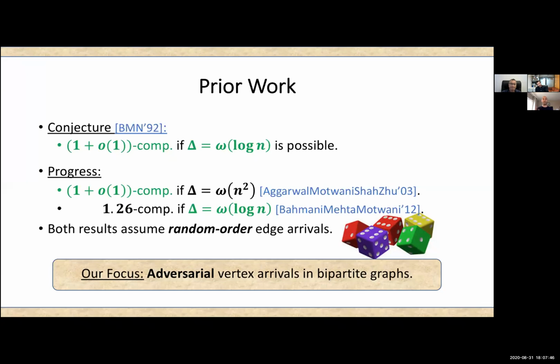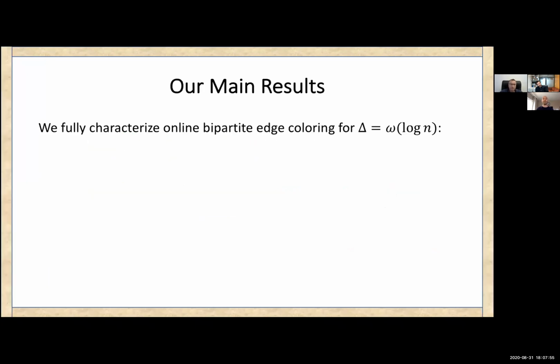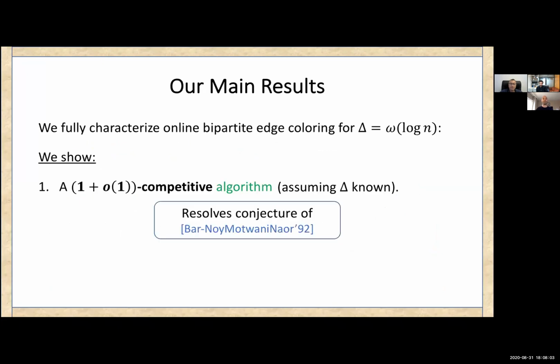Okay, so what do we show in this work? So in this work, we get the first positive results for online edge coloring under adversarial arrivals. And in particular, we fully characterize the online bipartite edge coloring problem for the interesting super logarithmic maximum degree regime. So our first result is a positive resolution of the conjecture of Bar-Noy et al., giving a roughly 1-competitive algorithm, assuming the maximum degree is known.